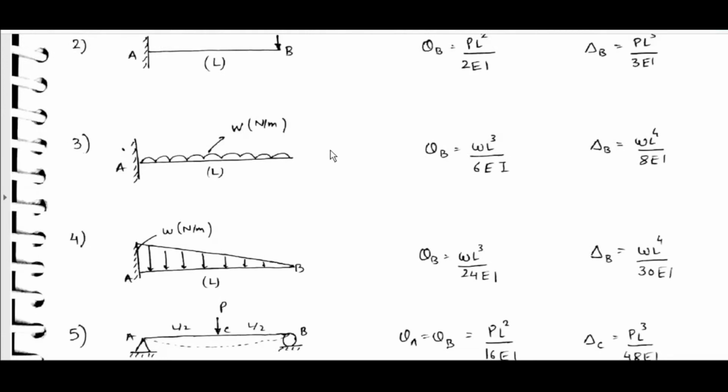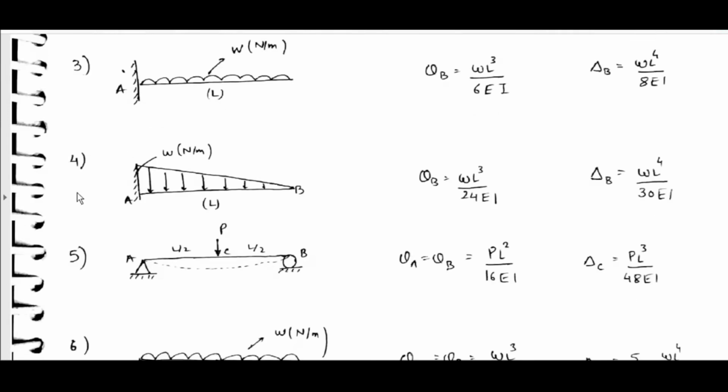And uniformly distributed load, fixed beam, theta B is equal to WL cube by 6EI, delta B is equal to WL power 4 by 8EI. Uniformly varying load, theta B is equal to WL cube by 24EI, delta B is equal to WL power 4 by 30EI.